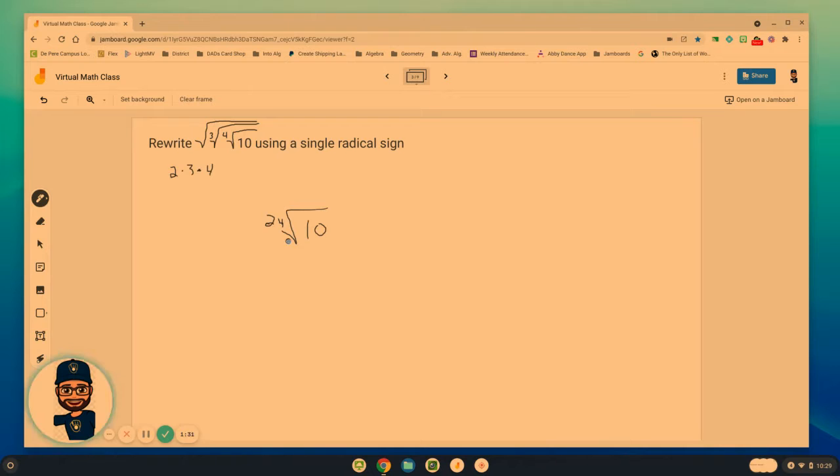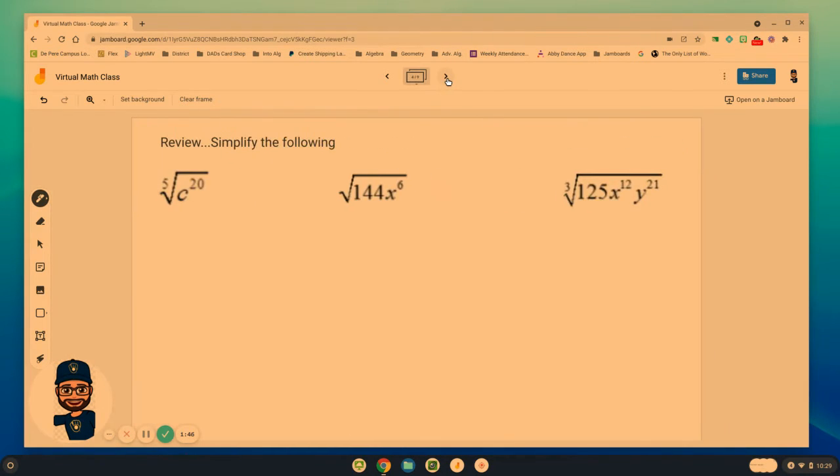And really, some of the questions you're going to have on this mini test are just like that. We don't need to know what the 24th root of 10 is. It's more so, can you simplify the 4 times the 3 times the 2 that's there to get the 24th root of 10. All right, here's a few more.